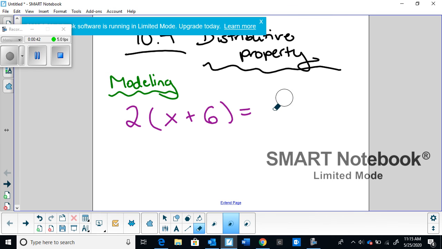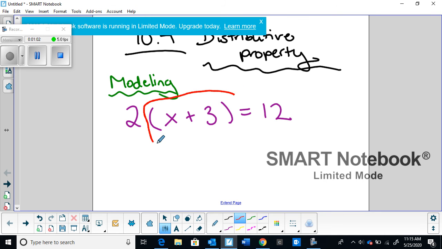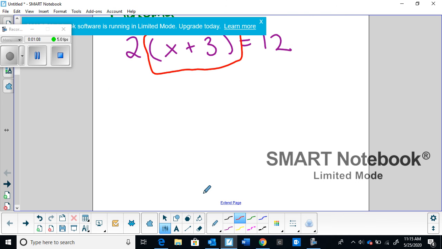Let's choose smaller numbers actually, just to make this a little bit easier for us. There. Okay. So what's happening here is we have this 2, and this 2 is telling us that this right here, we have 2 of it. All right. So I'm going to show you modeling wise what this is actually saying.